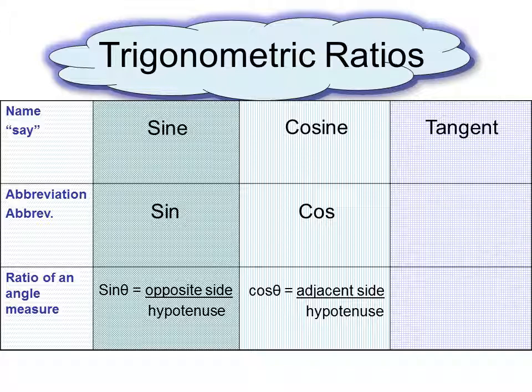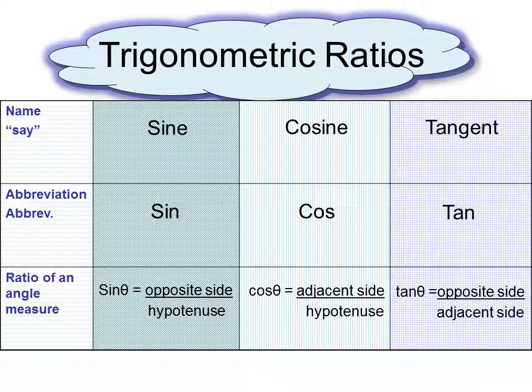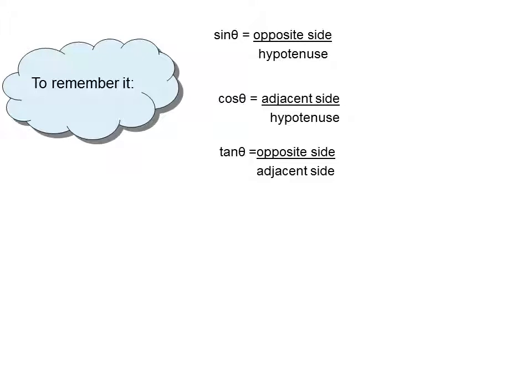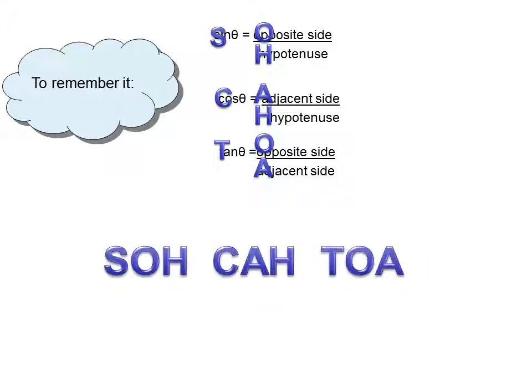The third trigonometric ratio is tangent. Its abbreviation is TAN. Its formula is tan theta is equal to the length of the opposite side over the length of the adjacent side. To remember it, here is the acronym for your memory aid: SOHCAHTOA. Don't forget to put this on your memory aid.